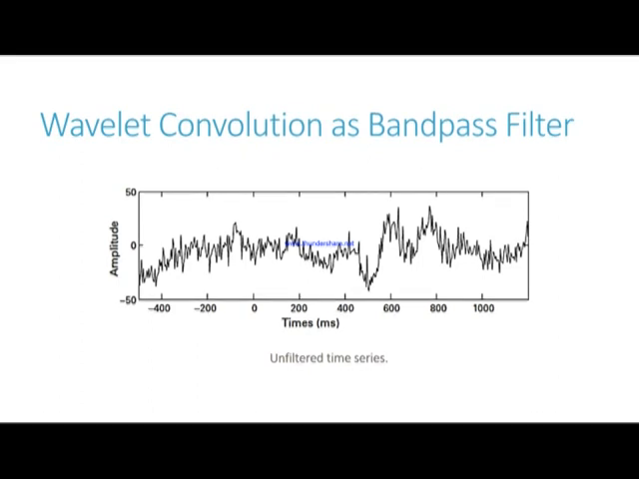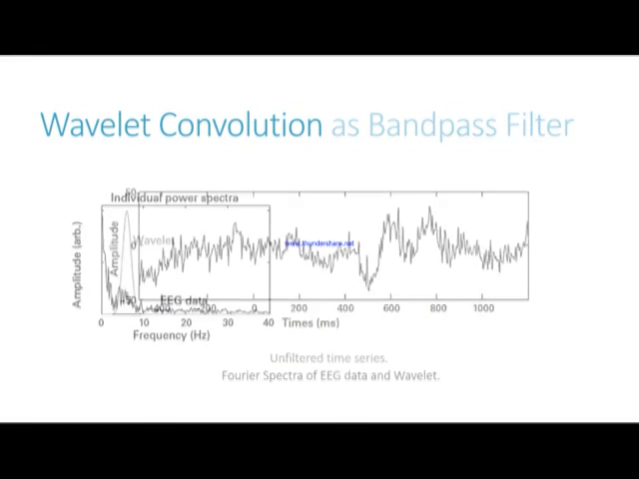Convolution can be interpreted as a vector that expresses the time-varying mapping between a kernel and a signal. Here, the wavelet and the EEG data. Let me first explain how to interpret this. In this figure, we can see a row of EEG data, which I call the unfiltered time series. The wavelet convolution can act as a bandpass filter.